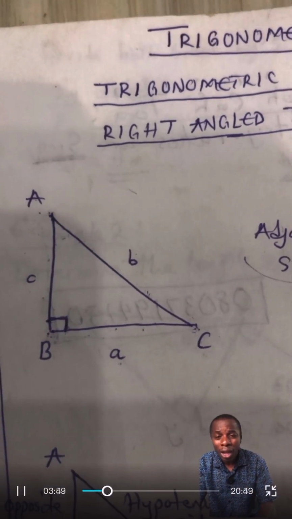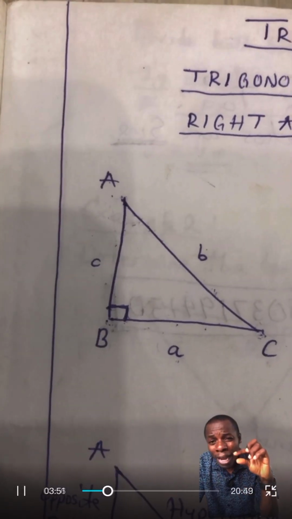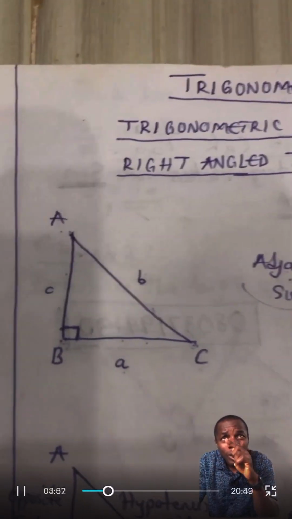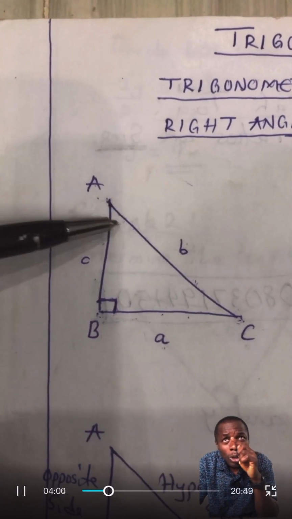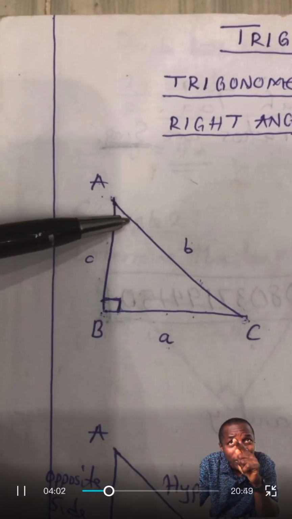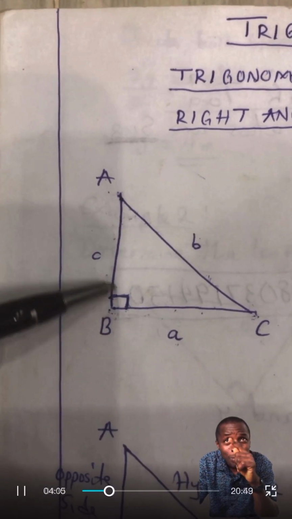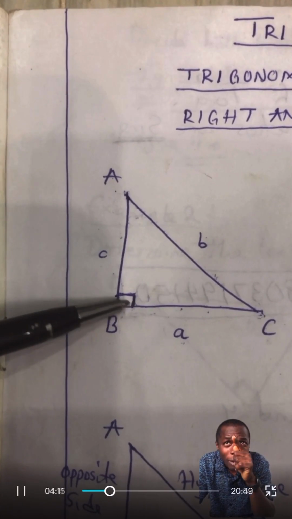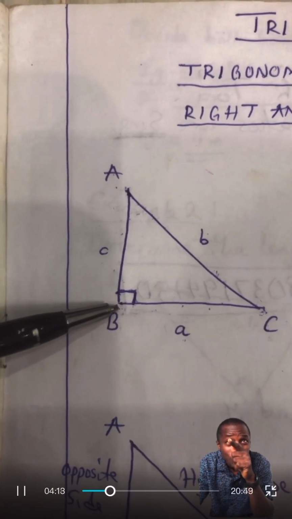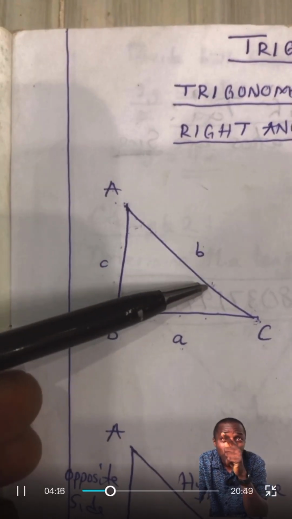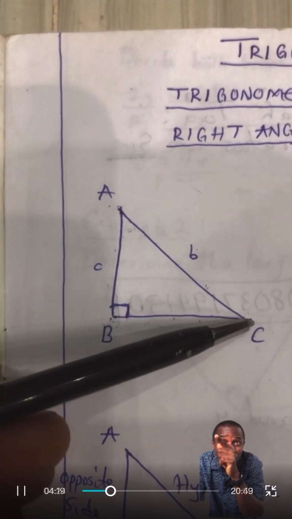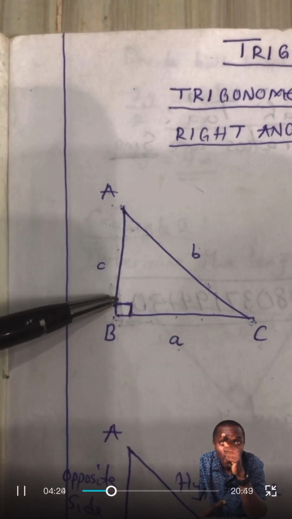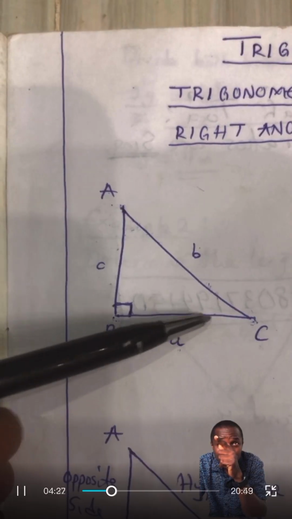Now let's talk about the angle. An angle is formed when 2 lines meet. If you look at A, 2 lines meet at A, so those 2 lines form an angle at A. Likewise, 2 lines meet at B, and these 2 lines that meet at B form an angle at B. The angle formed there is 90 degrees, which we call the right angle. And then we have the 2 lines that meet at C, so they form an angle at C. So we have 3 angles: the one formed at A, the one formed at B, then the one formed at C.